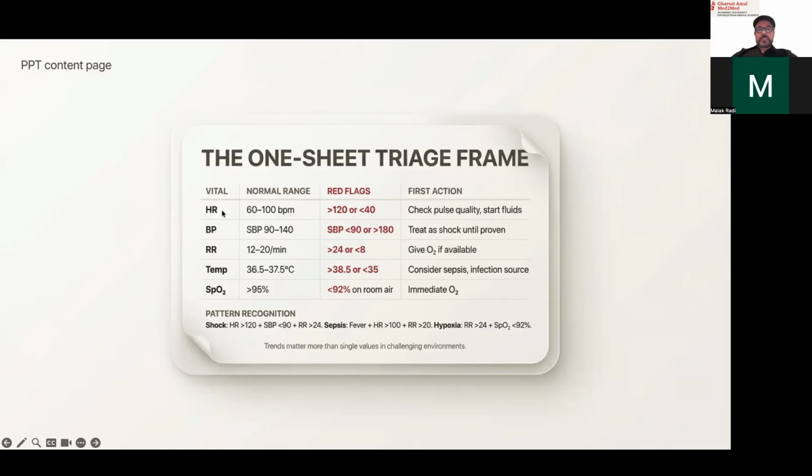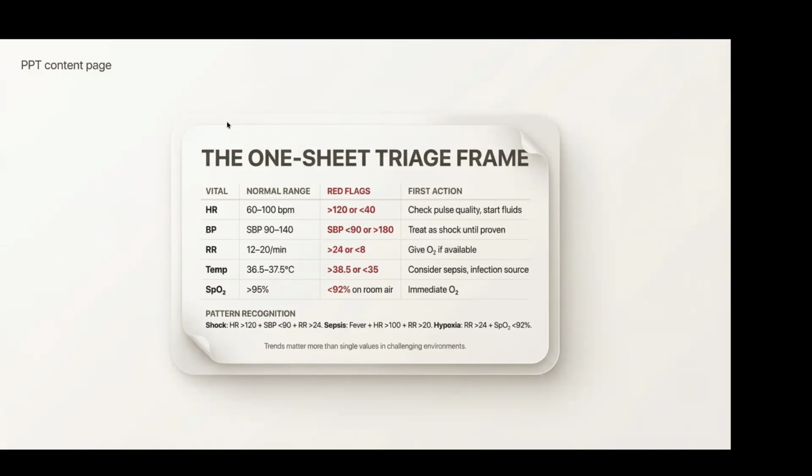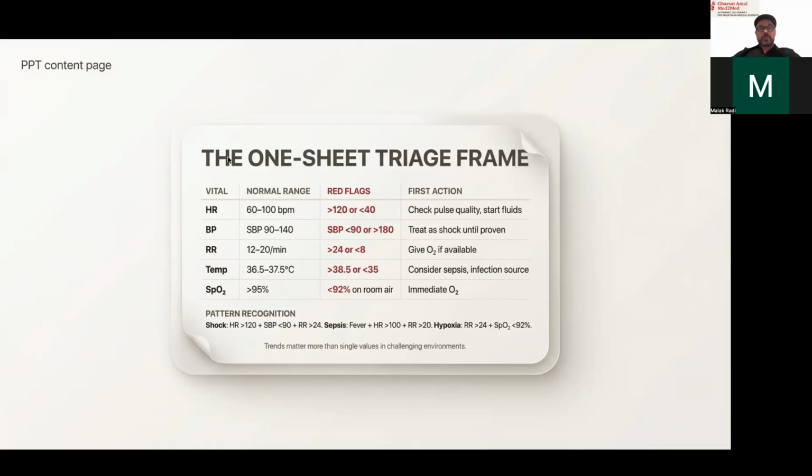Your heart rate, if it is more than 100, definitely more than 120, then it's a red flag. If it is less than 40, and I dare say less than 50, it's a red flag. So bradycardia or tachycardia. When you see the heart rate, that is the first thing to start worrying you. What I mean by that is sometimes that's the only thing that's not normal.